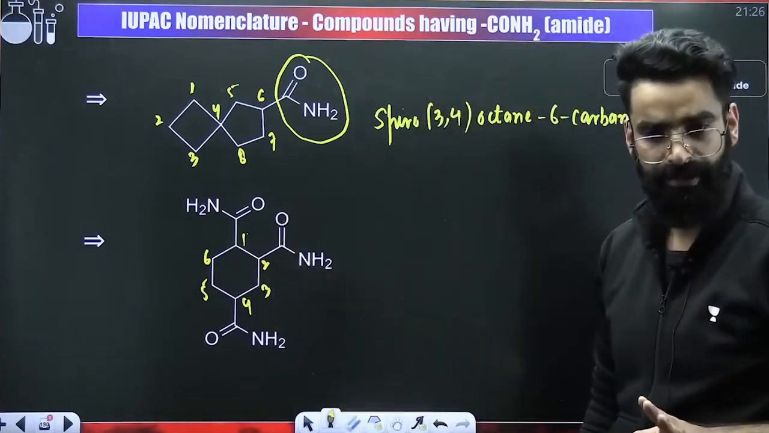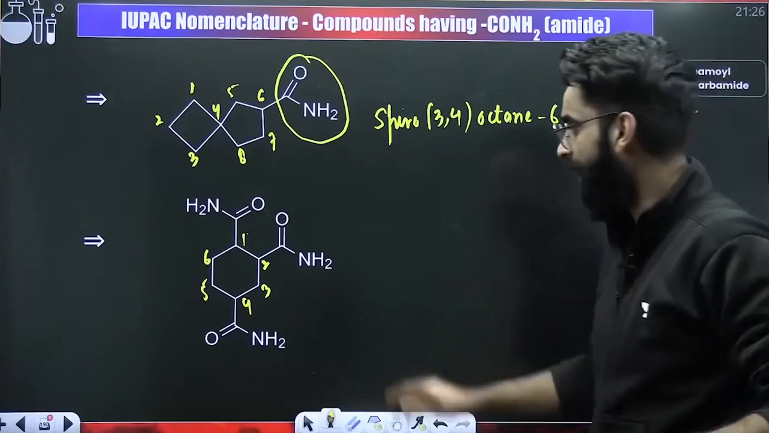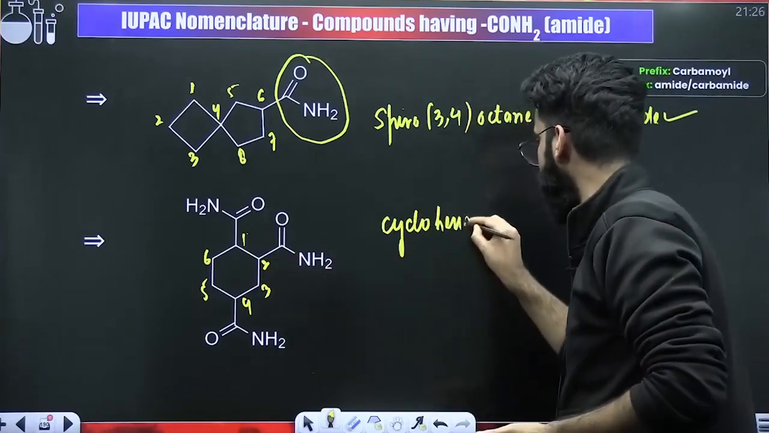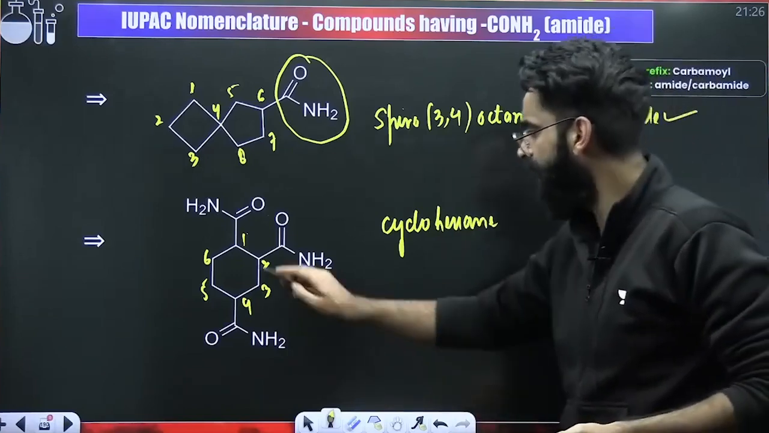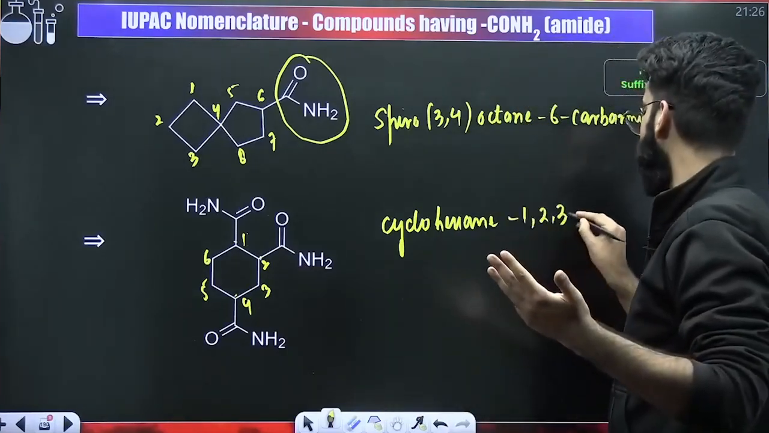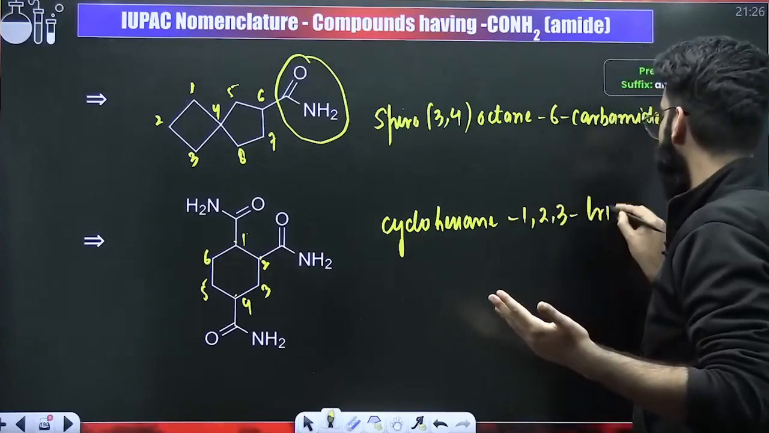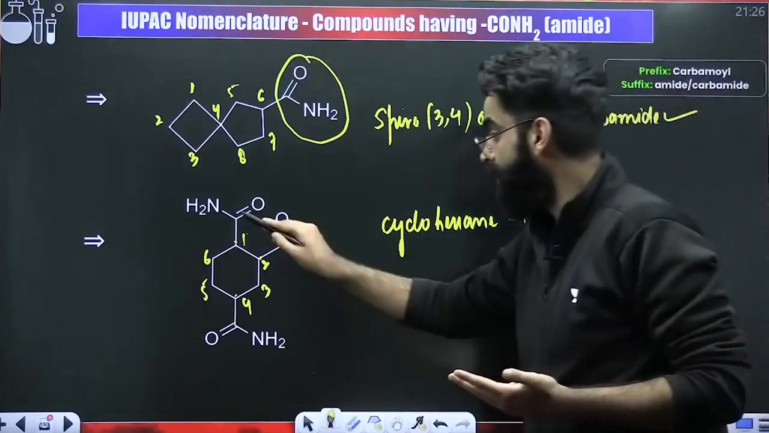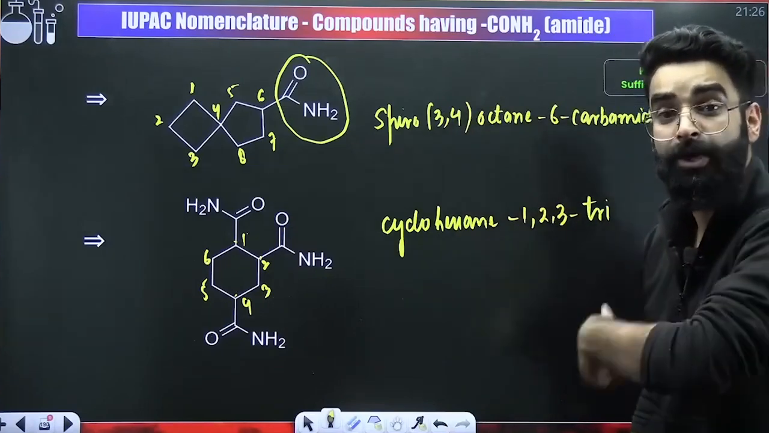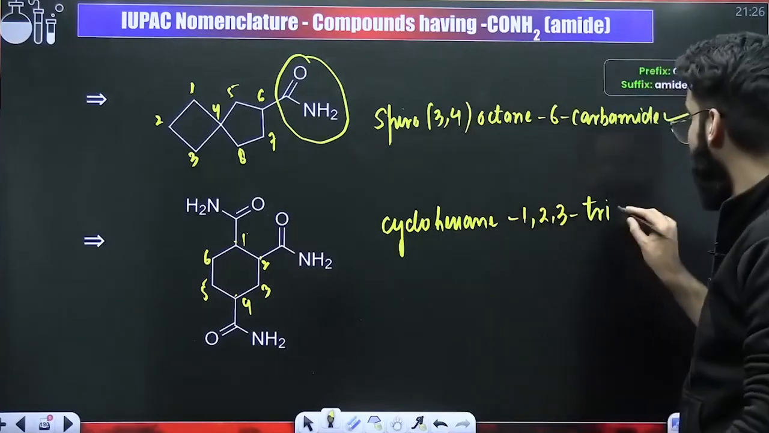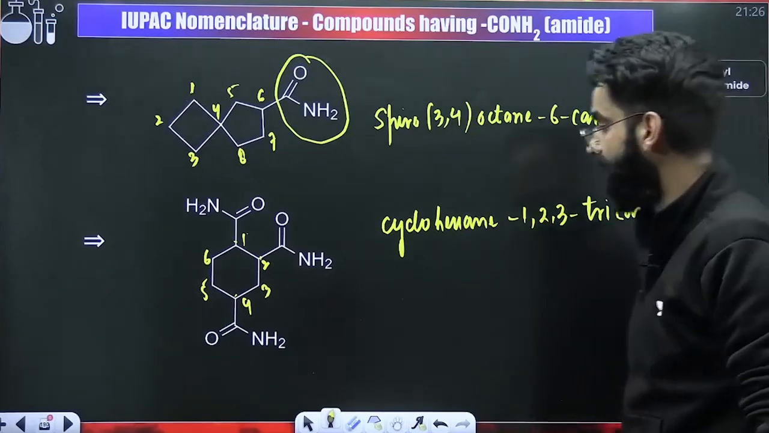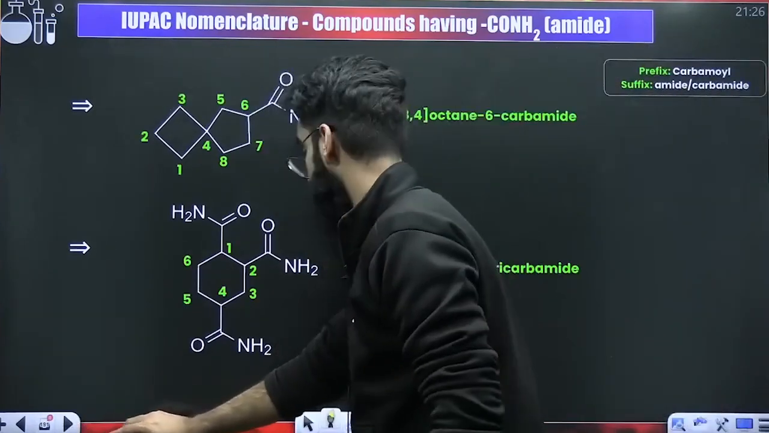Already discussed, my dear students. Now try to understand. It is first of all cyclo. Cyclo what? Cyclohexane. It is first of all cyclohexane. Now at 1, 2, 3, 3 functional groups. So it is tri. None of the carbon of the amide is included in the main chain, right? So I'll write tricarbamide. Tricarbamide, right?